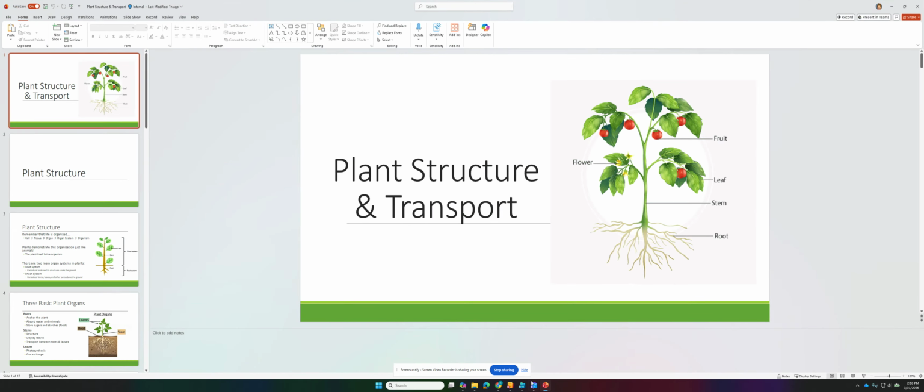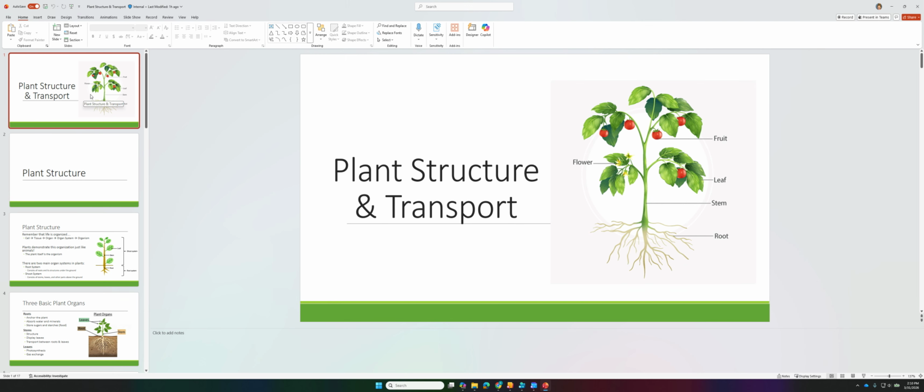Alright guys, so this is going to be our next lesson in plants, and we're going to focus on plant structure and transport. And just to recap what we covered last time, we covered the general characteristics of kingdom Plantae, and then we focused on the different groups of plants, like the bryophytes, which were non-vascular, the seedless vascular plants like ferns, and then we had the seed plants, which were your gymnosperms and angiosperms.